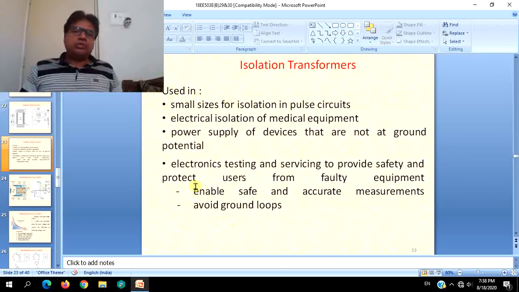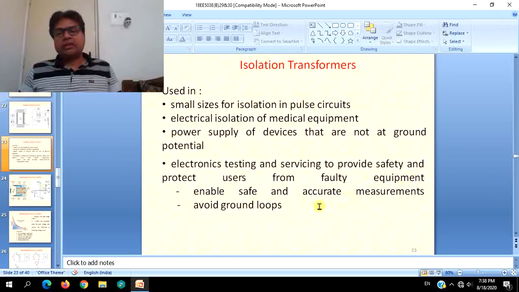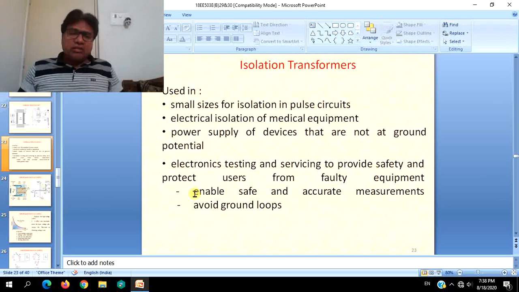And also they are used for the purpose of electronics testing and servicing. In electronics testing and servicing cases, they provide safety and protect users from faulty equipment. By providing safety, safe and accurate measurements can be taken without any problem.